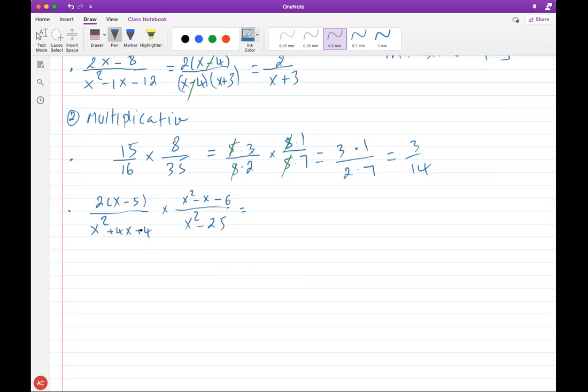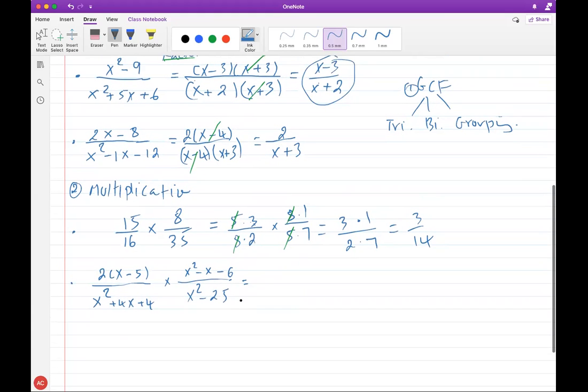If you want to turn this into a multiplication, this bottom here and this one and this, what is that process again? Factoring. Yeah, so that's it. Just factor first. So you can't cancel anything unless you have all multiplications. This is already factored.